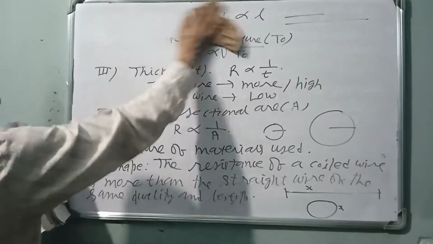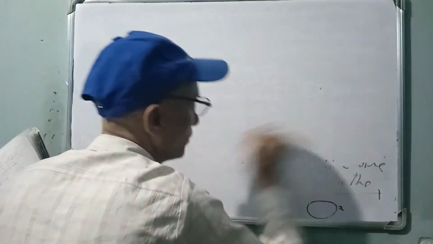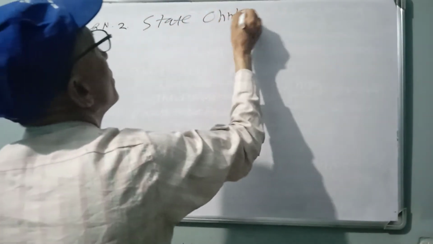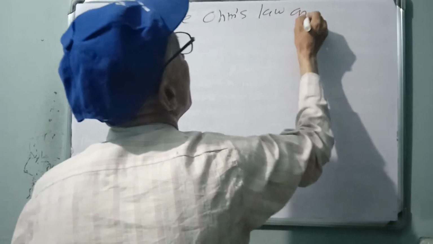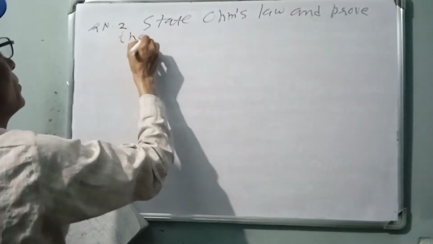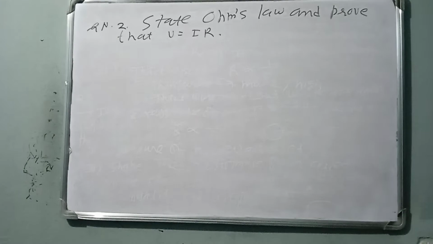Question number 1 is done. Question number 2, last for today, is: state Ohm's law and prove that V equals IR with the circuit diagram.